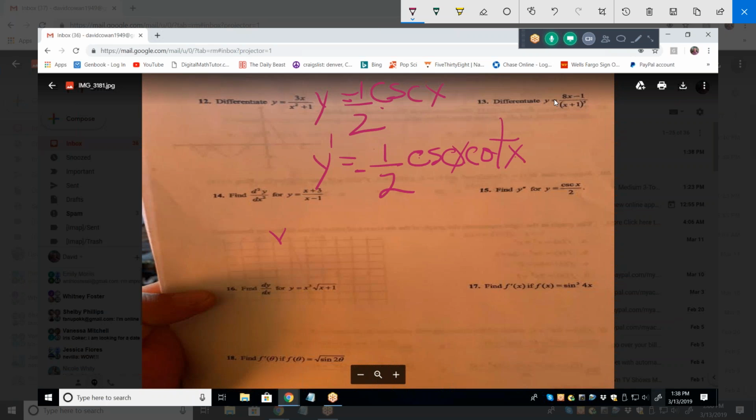Second derivative. Treat this as u, treat this as v. Okay. So it's going to be negative 1/2 cosecant x cotangent x. Well, now hold on. This is u. So we're writing u and then what's v prime. So we need the derivative of cotangent x.